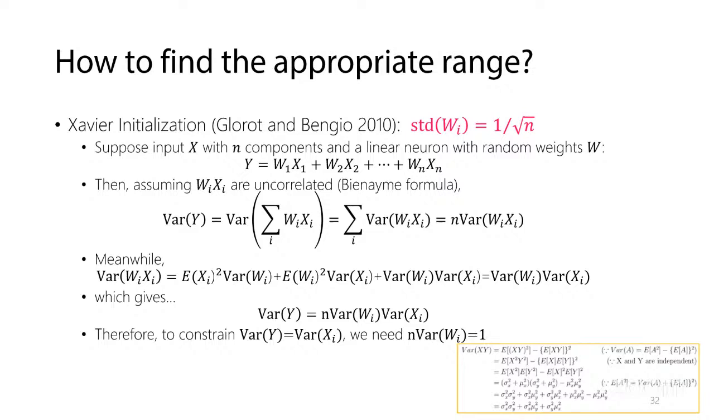But then, if W and X are not correlated, then this variance of wixi is the same as the variance of W multiplied by the variance of X. Which gives us variance of y equals n times variance of w times variance of x. And we want this to be the same as variance of x. Putting everything together, you get the conclusion that the variance of w should be 1 over n, or equivalently, the standard deviation of wi should be 1 over square root of n. So that's what Xavier Glorot and Yoshua Bengio came up with in 2010.